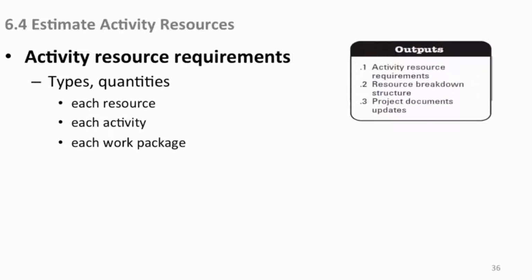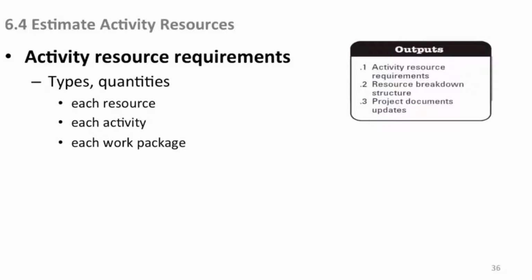So the outputs of our estimate activity resources are our actual activity resource requirements, just like we had activity lists when we did our network diagram. Now we have activity resource requirements, the types and quantities that we need for each of the activities that we put into our plan. Each resource, each activity, and then each work package. Again, we're talking about activities, and they relate to the WBS that rolls up into work packages, which aggregate a certain set of activities into a logical work package where you aggregate cost and time and so on, and then they roll up into control accounts.